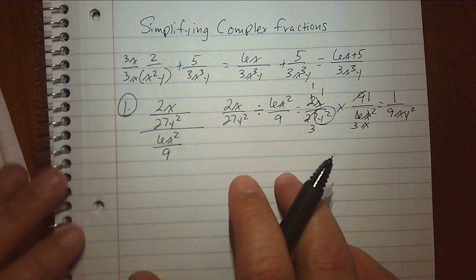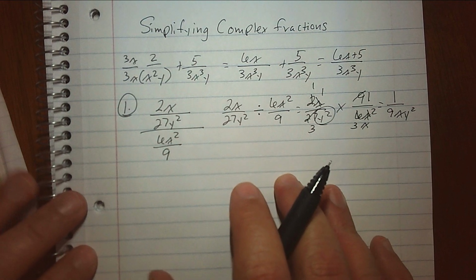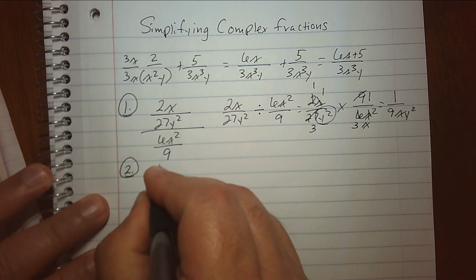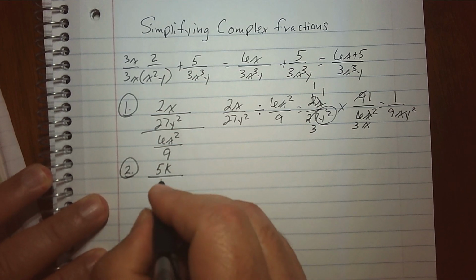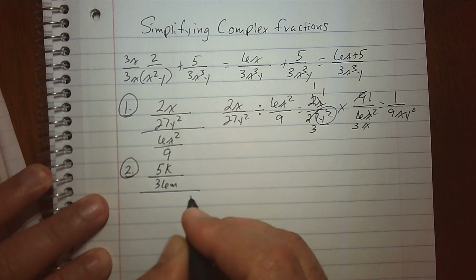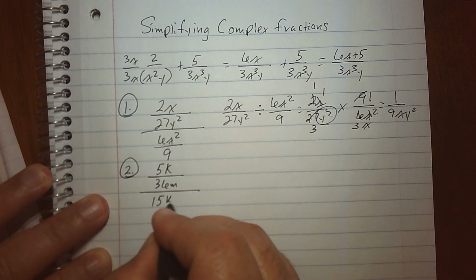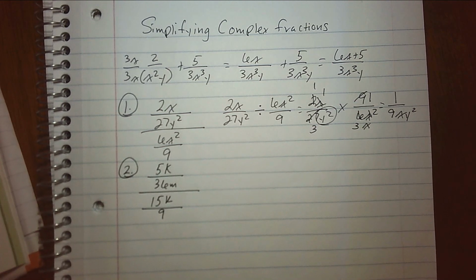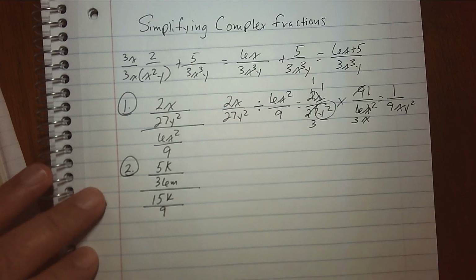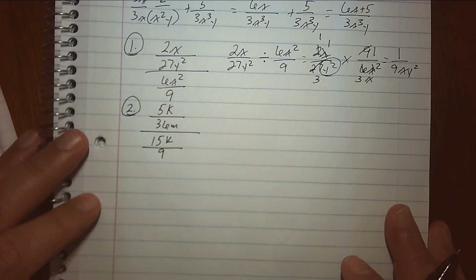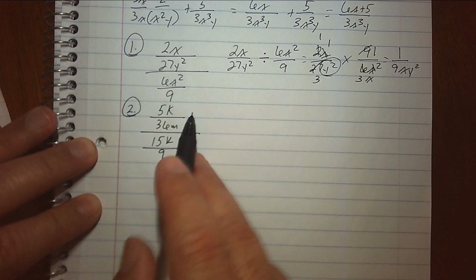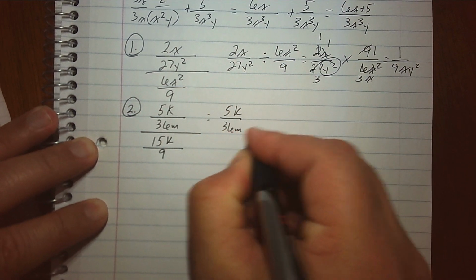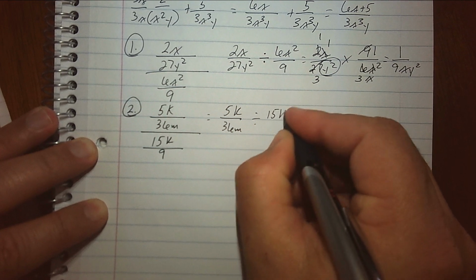So let's look at another example for you guys to try on your own. Let's do 5k over 36m divided by 15k over 9. So this would be a good spot to pause your video and try this on your own. So if we look at it like we did before, we're going to do 5k over 36m divided by 15k over 9.